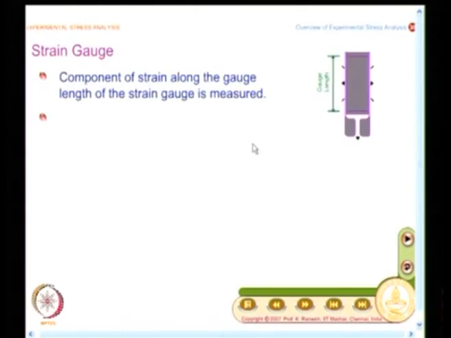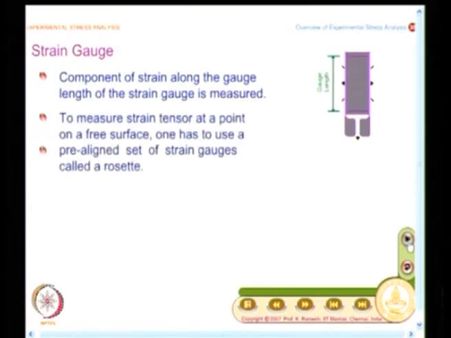So, a strain gauge measures only a component of strain, it is not measuring the strain tensor. To measure the strain tensor I need to have 3 strain gauges on a free surface, and they have to be pre-aligned, and you also have a name attached to it. If you have 3 strain gauges on a single base to measure the strain tensor, you call it a rosette.